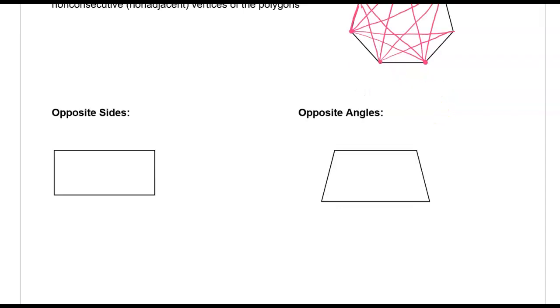2 more vocabulary words are opposite sides and opposite angles. Opposite sides are like the left and right side of this quadrilateral and the top and bottom. They're opposite from each other. Then angles, like the upper left angle, is opposite from the lower right angle. And then these 2 angles are opposite angles from each other.